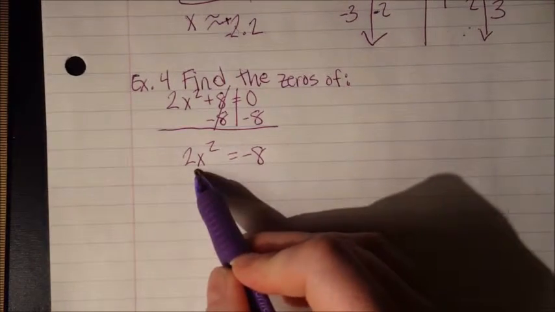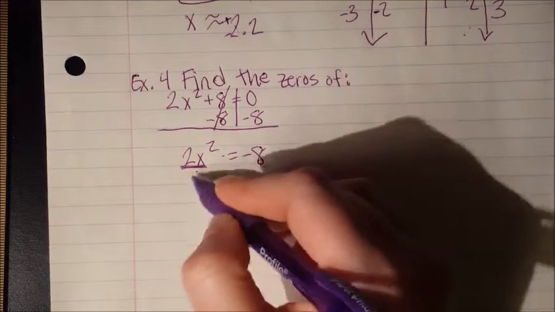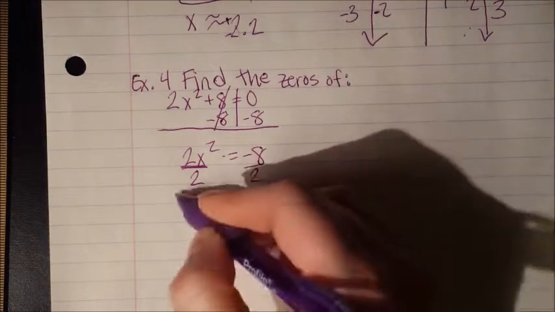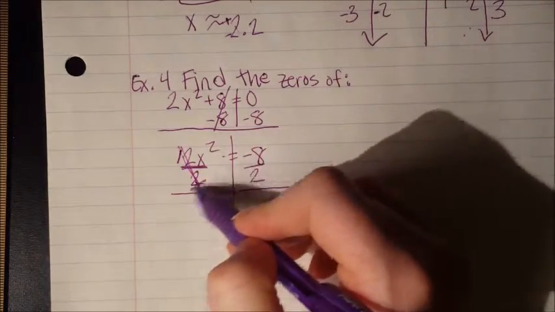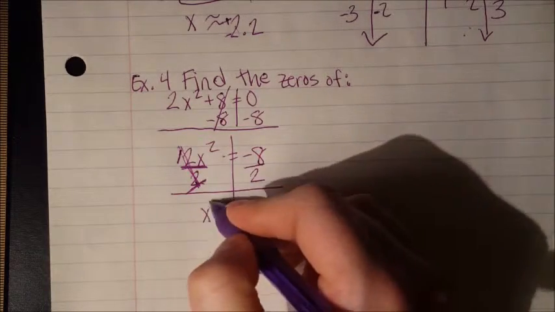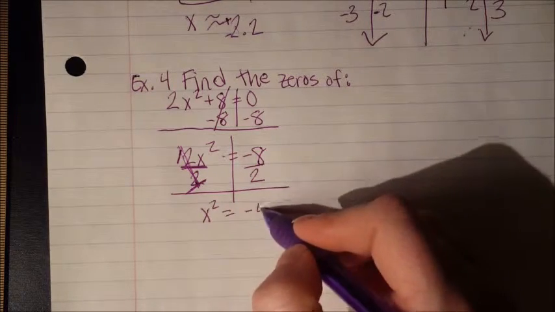Okay, we want to undo the multiplication before we undo the squaring. So I'm going to divide by 2, because the inverse of timesing by 2 is dividing by 2. 2 divided by 2 cancels out to 1. And we're left with x squared equals negative 8 divided by 2, which is negative 4.